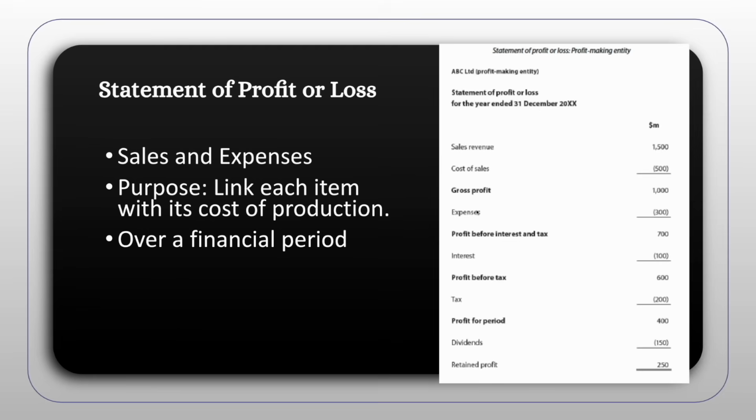Then after expenses, you get your profits before interest and tax. After paying interest, you get profits before tax. After paying your taxes, you get profit for your period. So this is essentially all the surplus that a company has left over. Then you pay your dividends to your shareholders, and this leaves the retained profit for the company.